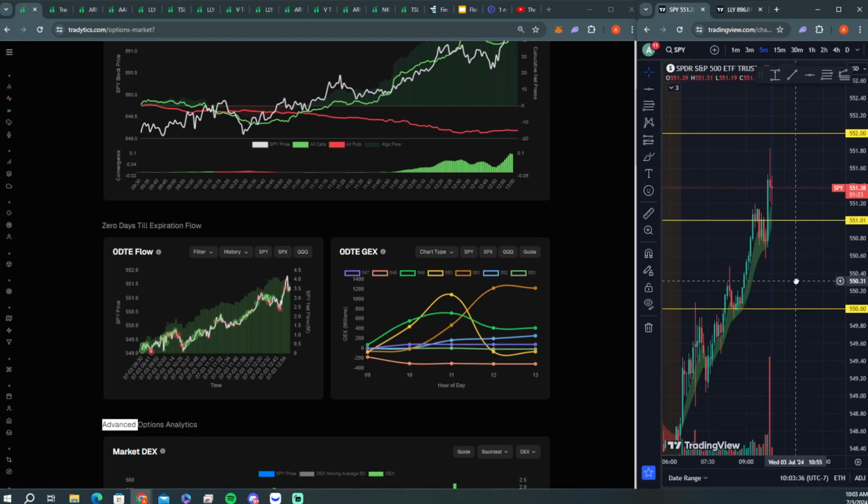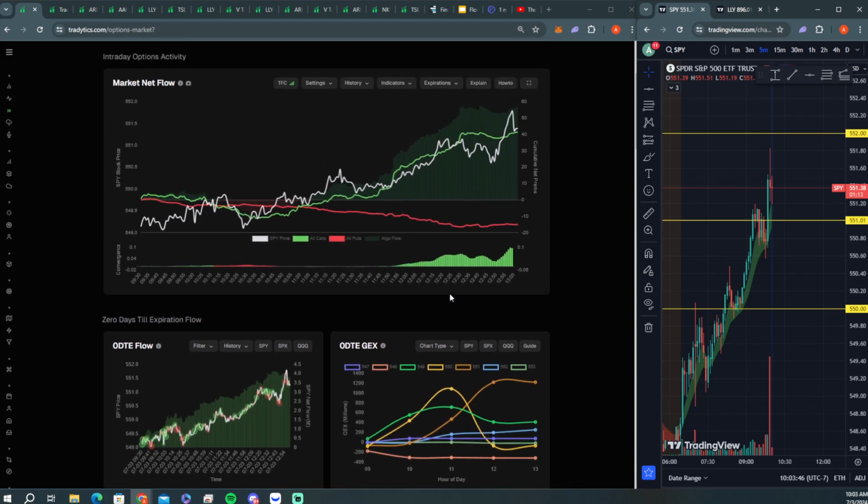So that's where I get confused. You have two data points here, kind of telling you opposite stories. Which one takes preference, or do you just sit out until that kind of clears itself up?